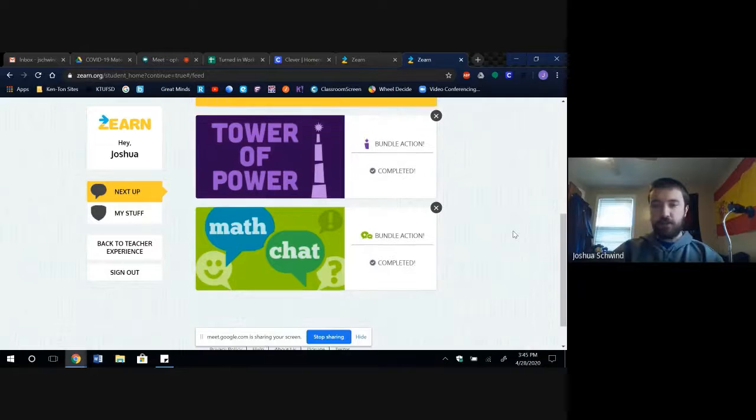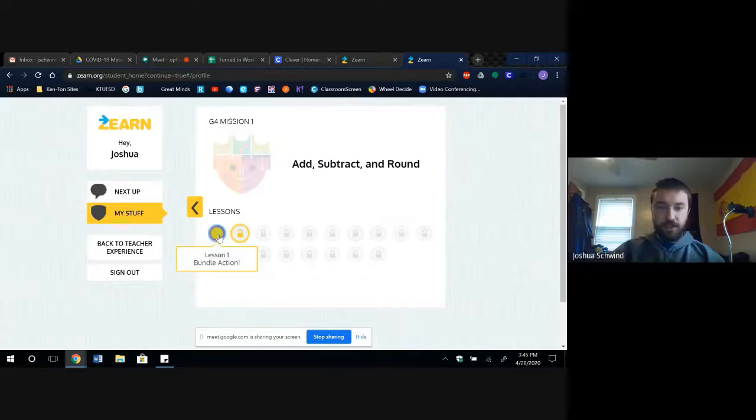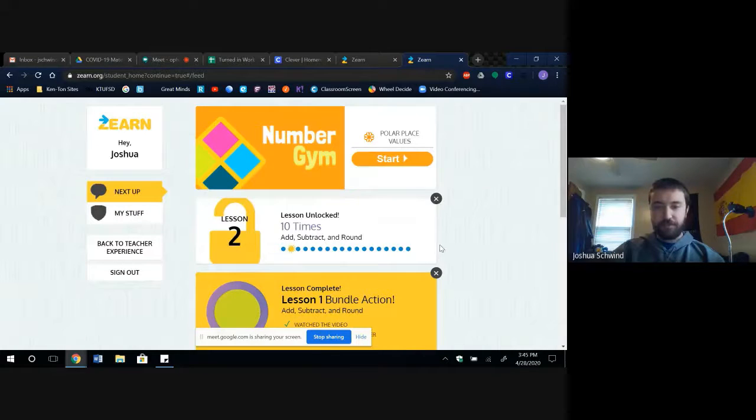I'm seeing a lot of you are logging in, you're doing the number gym, and then you're logging out. That is not a lesson. This is an activity within the lesson. So you need to make sure that this little bubble here has been highlighted and it's colored in to know that the lesson is done.